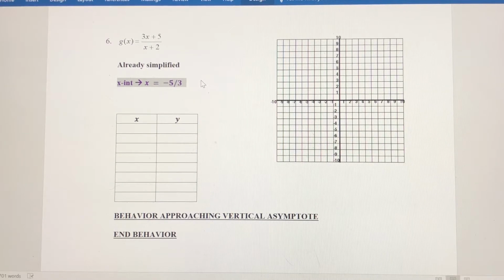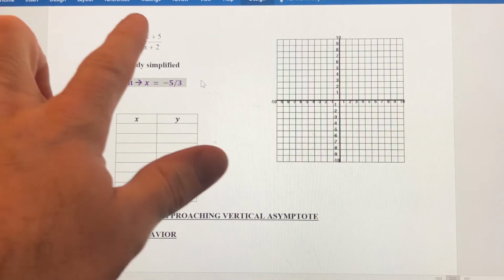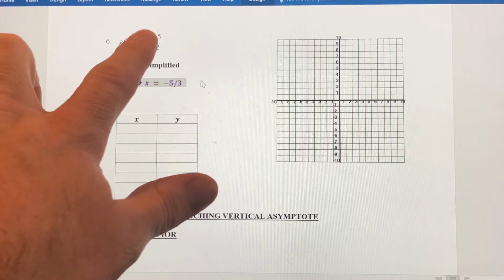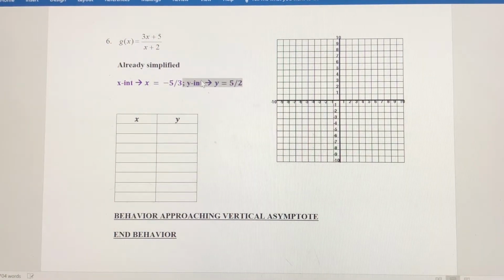The y-intercept, we want to plug in 0 for both these x's, so those go away. So the y-intercept is going to be what's left over there. Positive 5 over positive 2. Okay, so 5 halves. So that's 2 points we already have that we can graph, and that's going to make things a little bit easier.